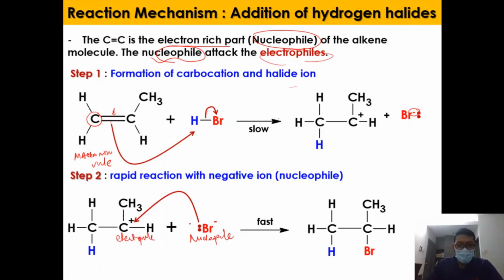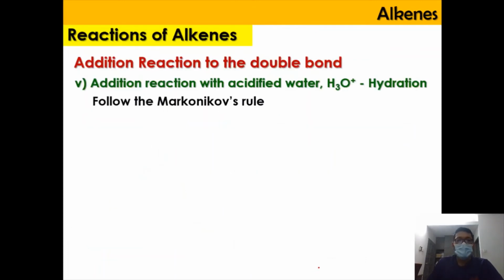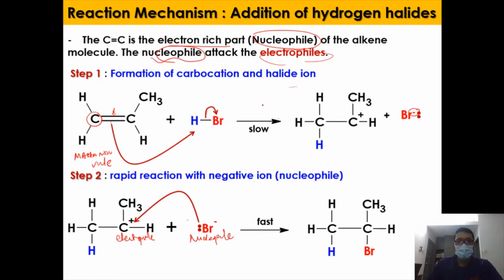So the nucleophile, which has more number of electrons, is going to attack the region which has fewer electrons, and this process here will allow the bromine to be attached. And as you can see here, the hydrogen will be attached to the carbon which has more hydrogen atoms attached to it, and this follows Markovnikov rule. Okay, so for the addition reaction of hydrogen halide, it is very easy because it only contains 2 steps.